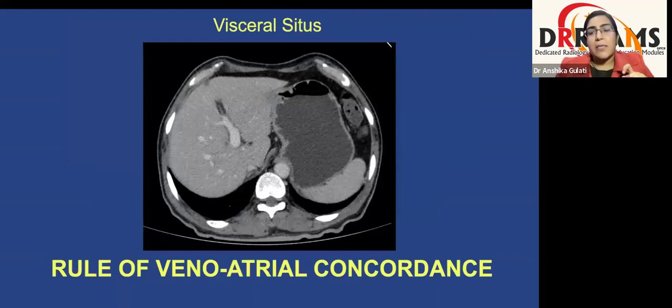In very complex cases, it is not always possible to identify the morphology of the atria. For that, we use the rule of veno-atrial concordance or viscero-atrial concordance, which states that if the IVC is on the right side, we can assume that the right atrium is also on the right side. So it is important to look at the upper abdominal sections also, to make sure that the liver is on the right, and the stomach and spleen are on the left. So the visceral situs is normal. It suggests that the right atrium is on the right side.